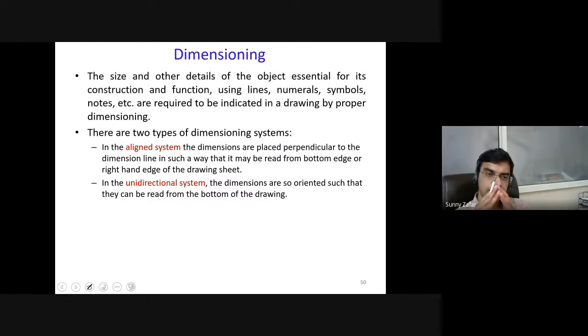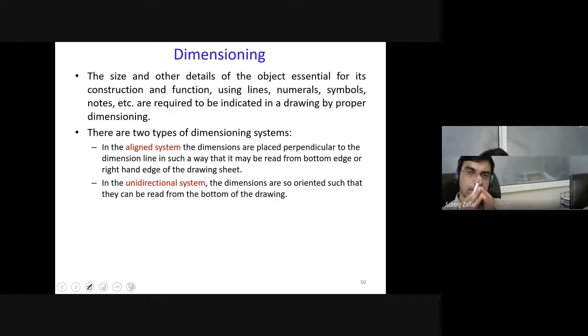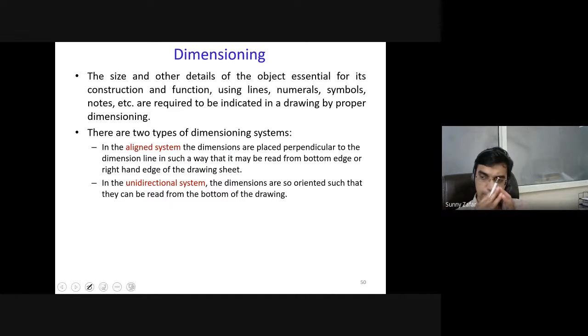Just coming to the last aspect of today's class, that is regarding dimensioning. In all machine drawings, the dimensions are one of the main objectives, to know the dimension of the part. The dimensioning is done using type B lines, as I discussed, and there may be certain other numerals or symbols which may be used with the dimension, such as symbols for specifying the tolerances or surface roughness values.